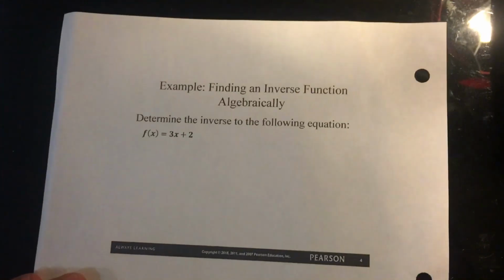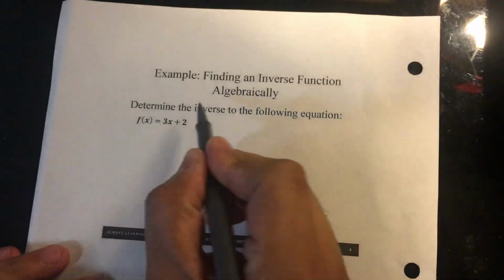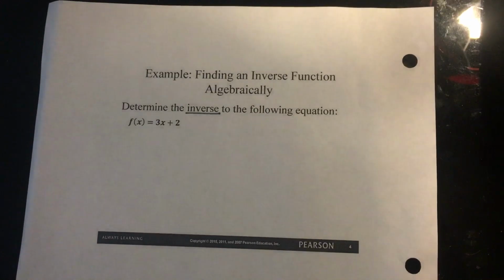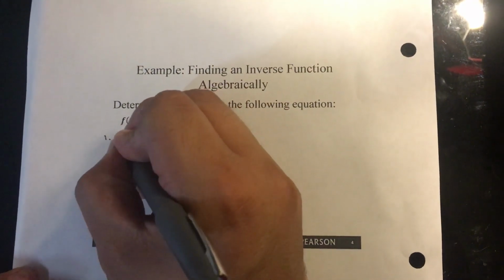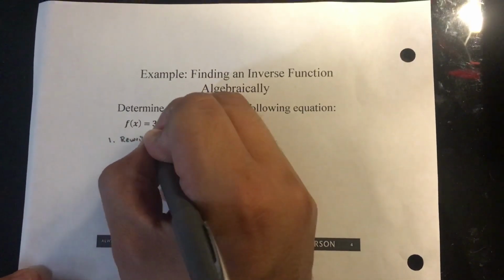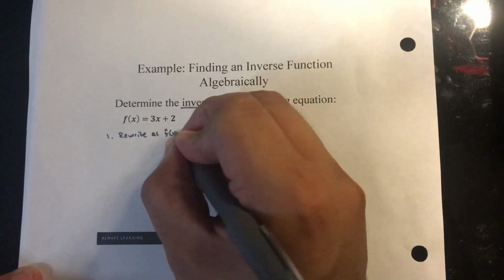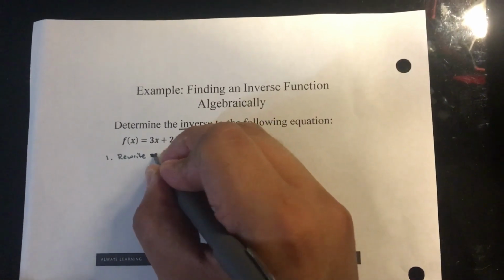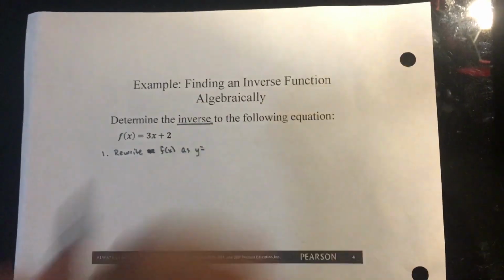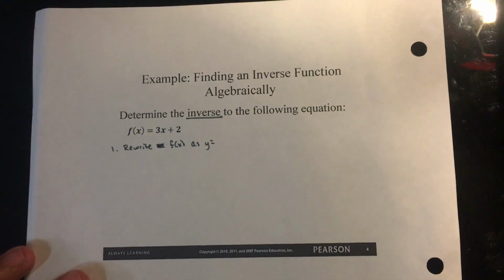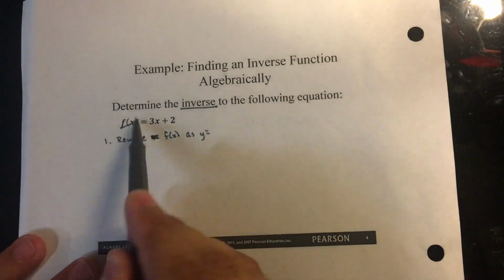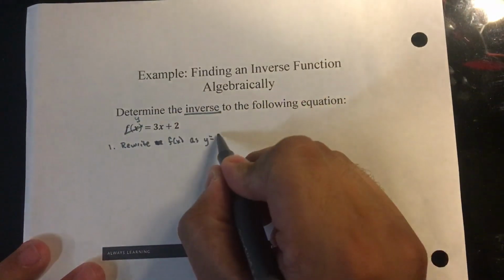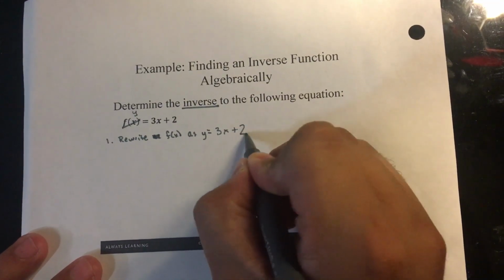So our first problem here is telling us to find the inverse of the following function. I did give you all 3 steps. First one being to rewrite f of x as y equals. Very simple step here. You're rewriting the same thing. So instead of f of x, I'm going to write y equals 3x plus 2.